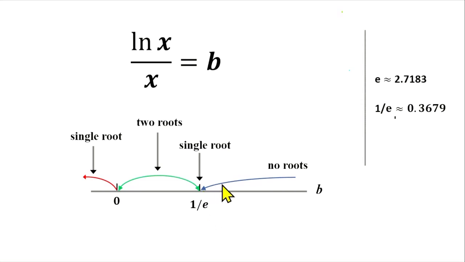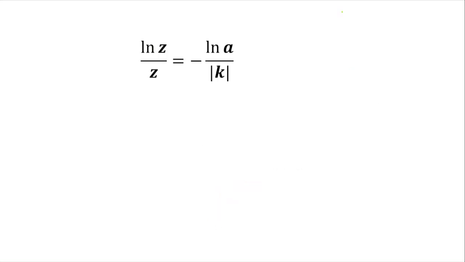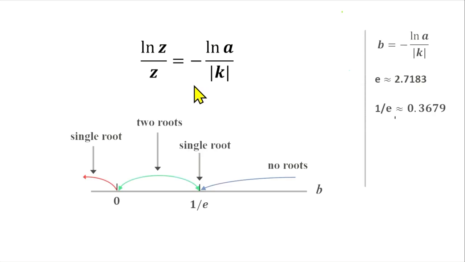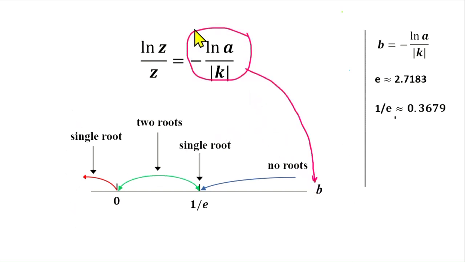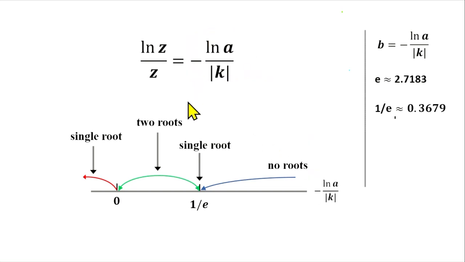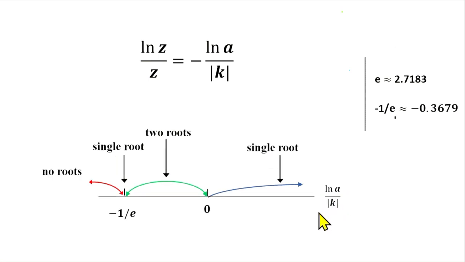We will use this to solve our problem, where instead of b we have this parameter. So we take the diagram found previously and replace b with this ratio. Next, for convenience, we redraw this diagram for b equal to ln a over absolute value of k without the minus, and we will have the following final diagram, which we will use to solve specific examples.